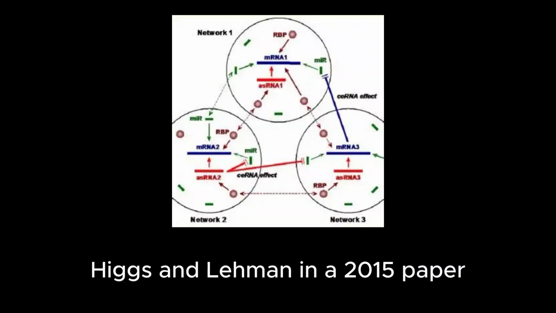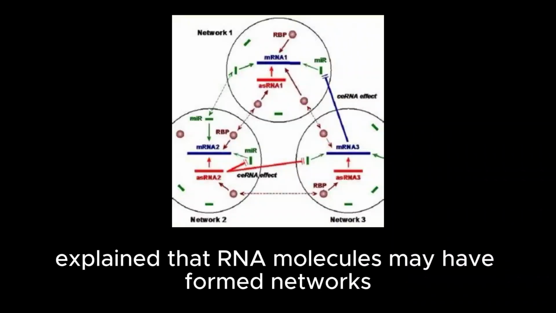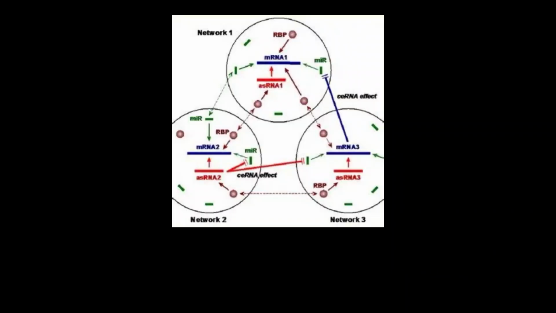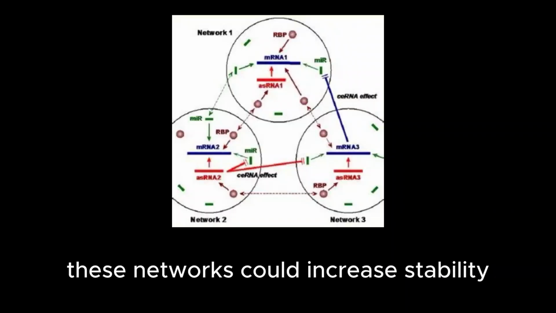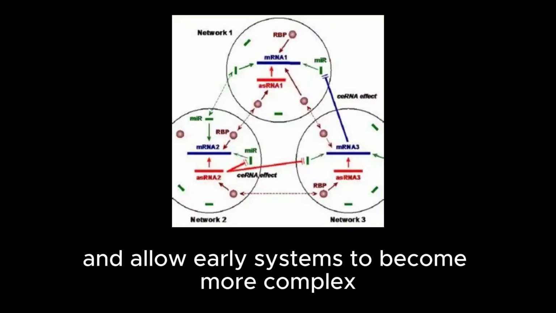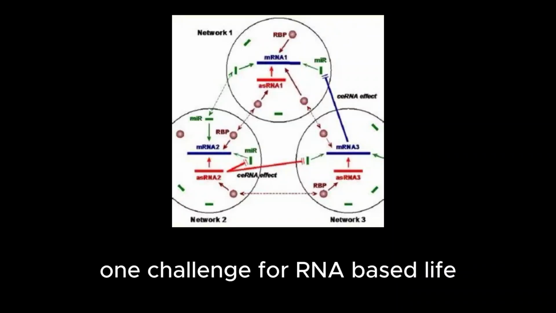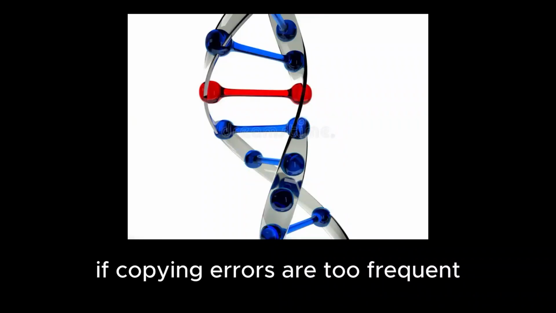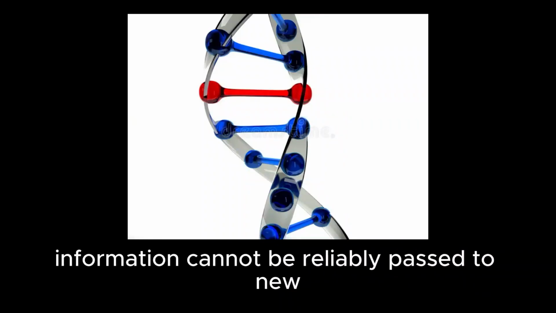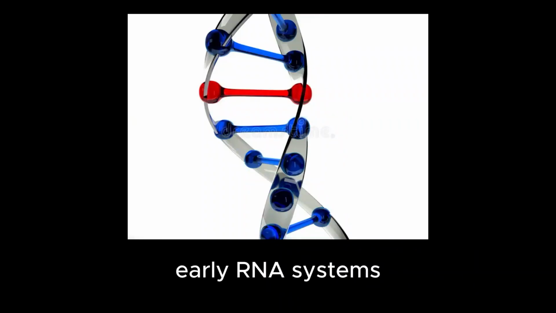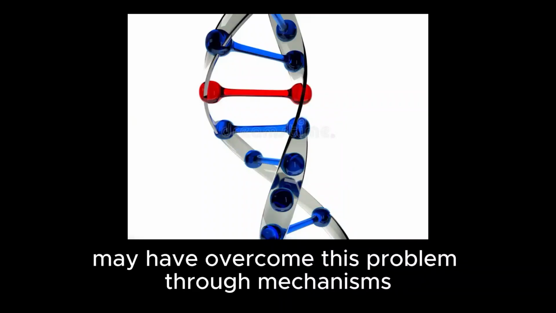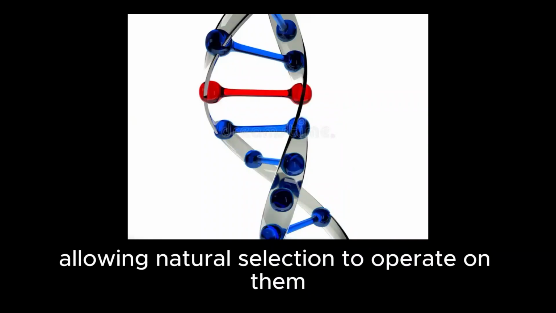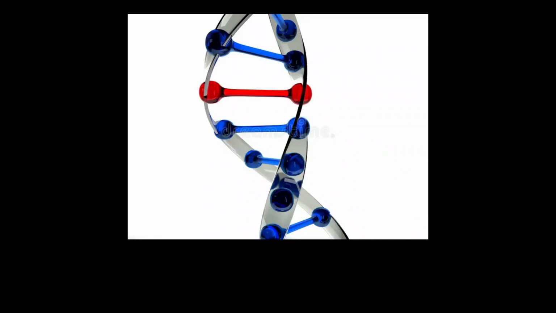Higgs and Lehman, in a 2015 paper, explained that RNA molecules may have formed networks in which some molecules helped others to replicate. These networks could increase stability and allow early systems to become more complex. One challenge for RNA-based life is replication accuracy. If copying errors are too frequent, information cannot be reliably passed to new generations. Early RNA systems may have overcome this problem through mechanisms such as grouping molecules together or repeating sequences, allowing natural selection to operate on them.